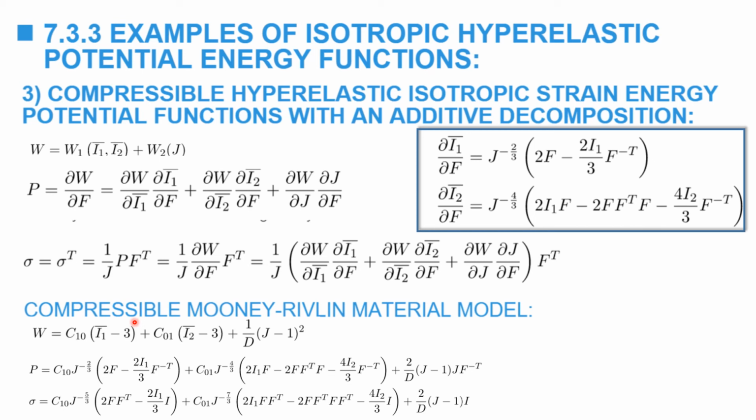As an example, here's the compressible Mooney-Rivlin material model. Here's the expression for the energy. To find P, all I have to do first is calculate the derivative of W with respect to I1 bar. So W is a constant multiplied by I1 bar, so the derivative is simply this value. Multiplied by partial I1 bar by partial F, here's partial I1 by partial F, it's a simple substitution here. And so on. Using this expression, I can quickly find the expression for P, and knowing the relationship between sigma and P, I can find the expression for sigma.